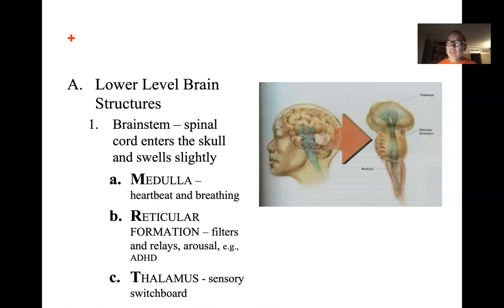And finally, we have the thalamus, which is like a mini brain, like a mini me, right? Central to the brain. Here's the brain stem, and here's going from the lower to the central area, like the basement to the kitchen, so to speak.